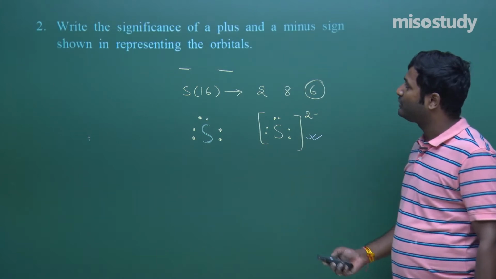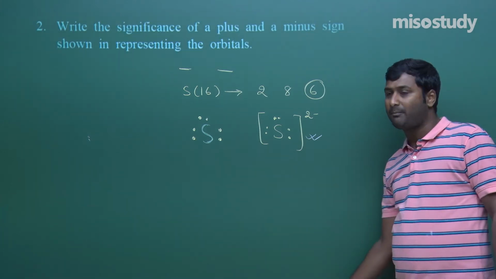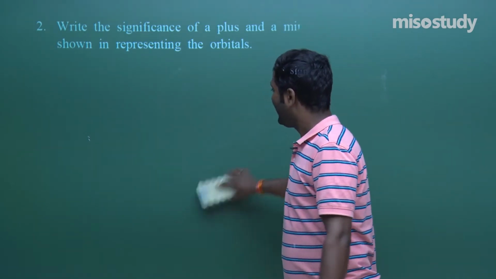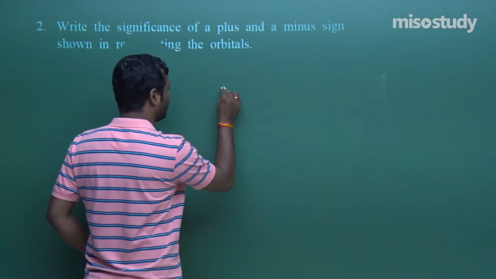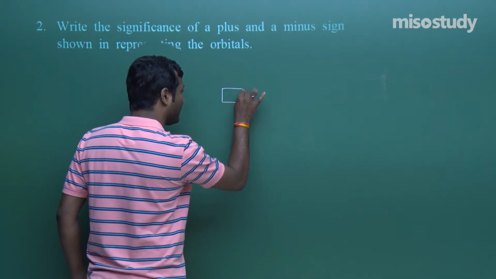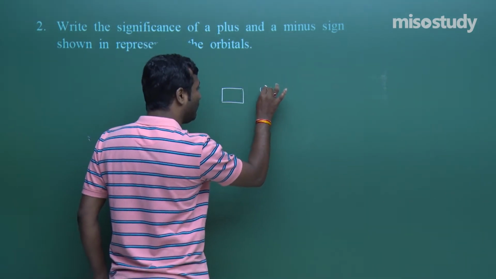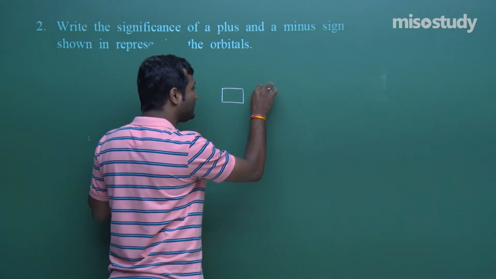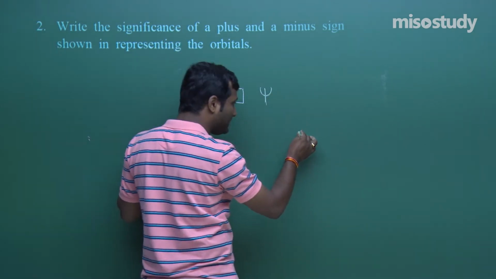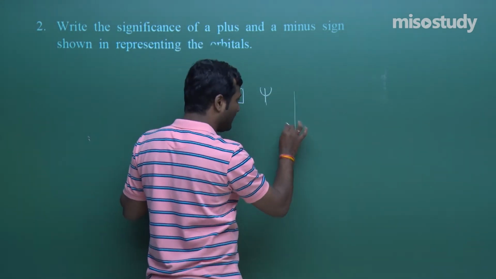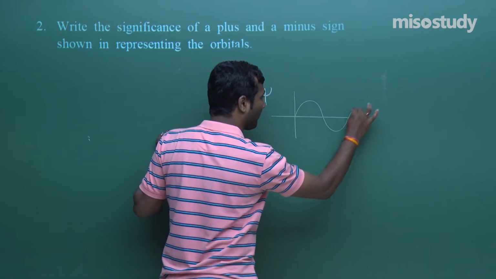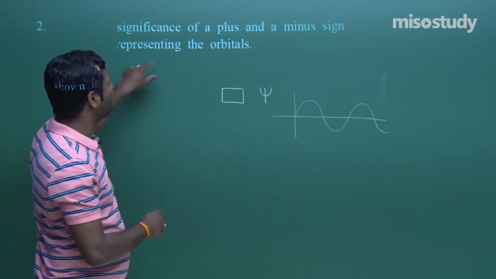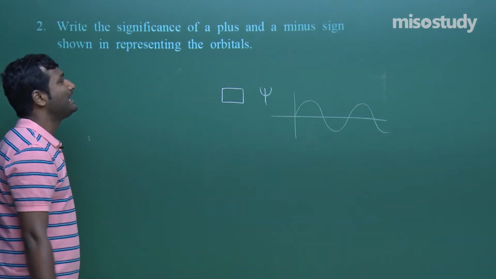That is question number 2. Write the significance of plus and minus signs given in the orbital diagrams. As we know, an orbital is represented by the wave function, that is psi, from the Schrodinger wave equation. That means it will have positive and negative values. Positive sign shows a positive wave function and the negative sign shows a negative wave function.